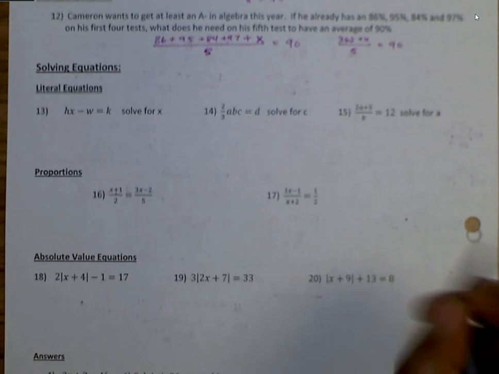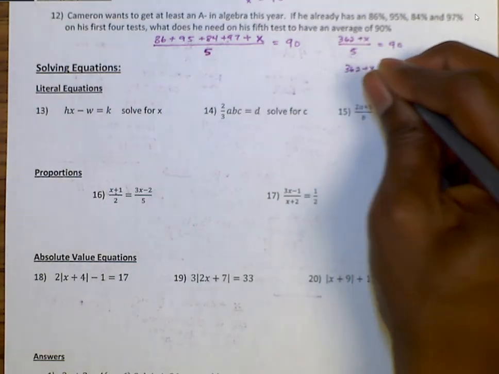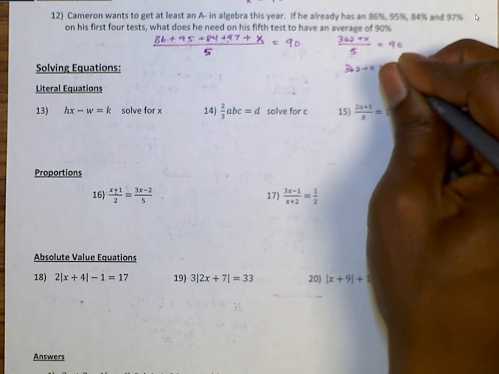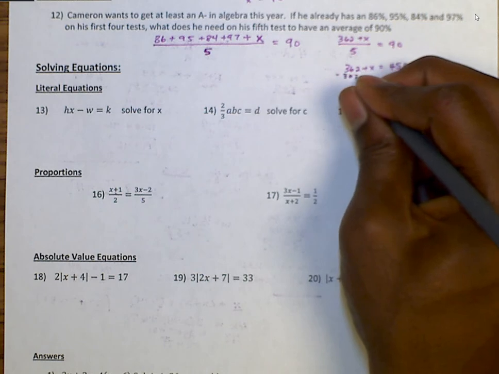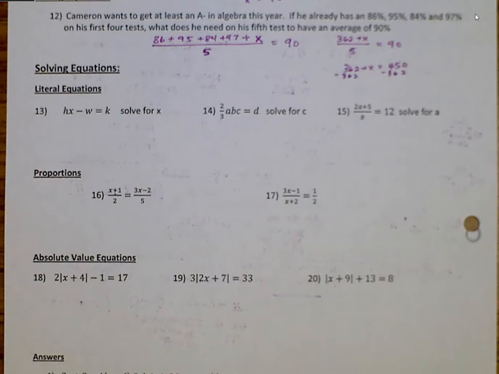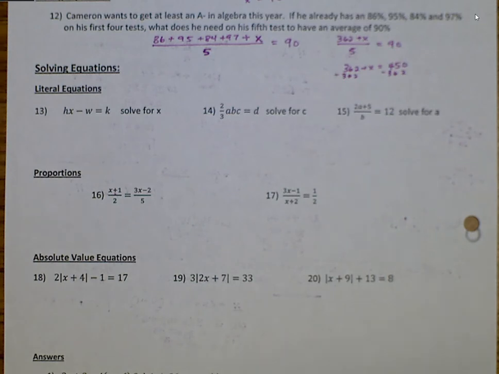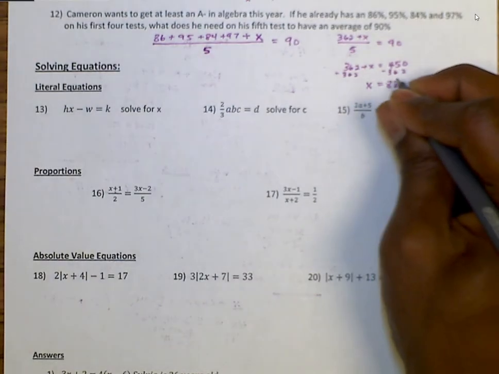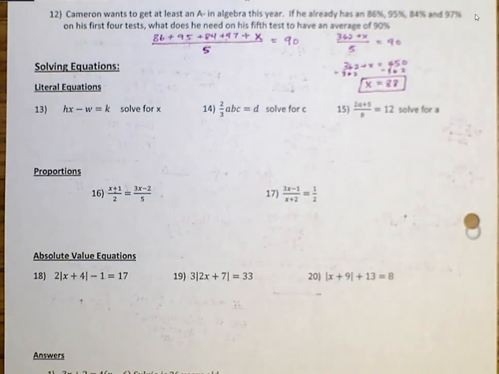Multiply both sides by 5, so 362 plus x equals 450. Subtract 362 from both sides. So 450 minus 362, 88. So, in order for Cameron to get the A minus that he wants, that 90%, he needs to get an 88 on his last test.